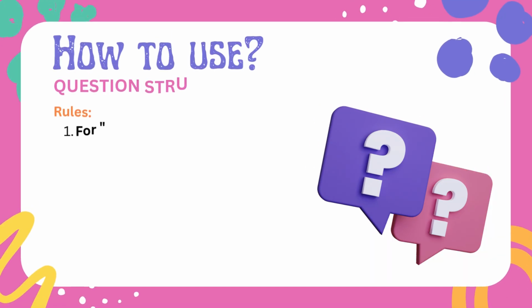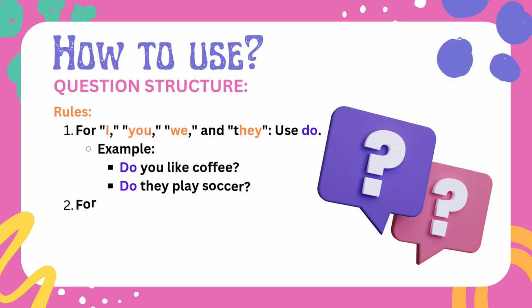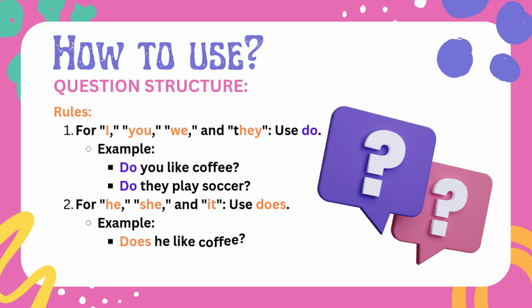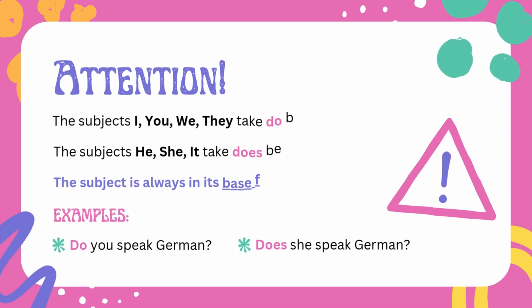So let's look at the rules again. For I, you, we, and they, use do. Do you like coffee? Do they play soccer? For he, she, and it, use does. Does he like coffee? Does she play soccer? It's very important to note that the subjects I, you, we, they take do before them.